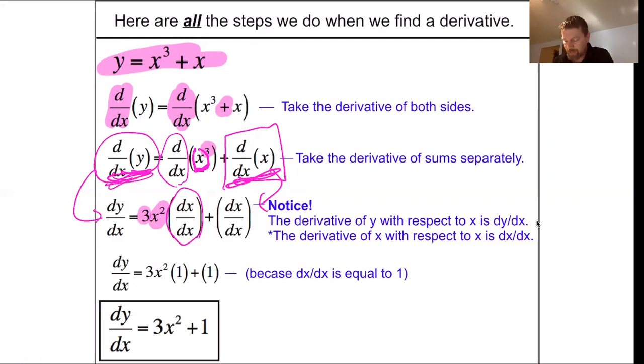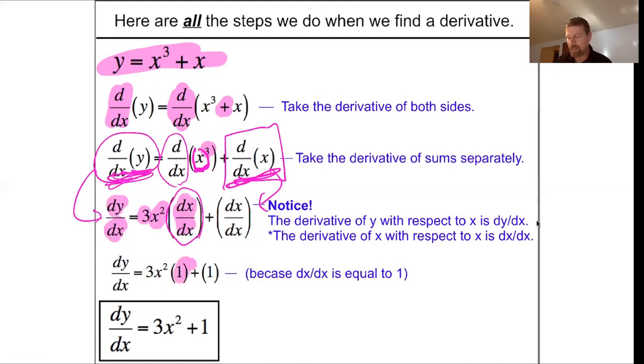dy dx is asking how fast is y changing with respect to x? Well, y might be changing faster or slower than x. So it's a derivative, it gives me slope. dx dx is how fast is x changing with respect to x, right? And that's, well, x is itself. It's going to change at the same speed. That's going to be a 1-to-1 ratio. That's always going to equal 1.